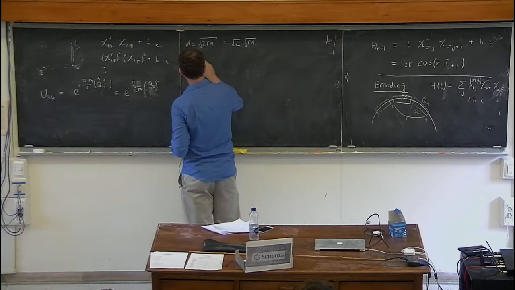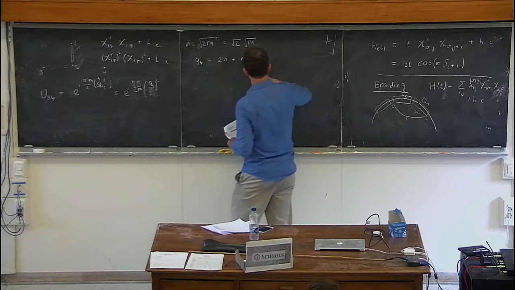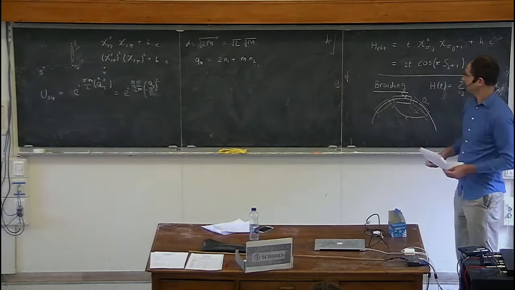To see this, just notice that you have this number Q4, and you can always write that as 2 times some integer n2 plus m times some other integer n1, where m is an odd number, n2 is 0 or 1, and n1 is between 0 and m minus 1. If you just substitute that in there, you'll see that it decomposes into these two parts.